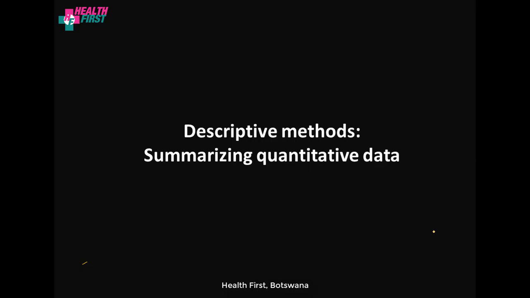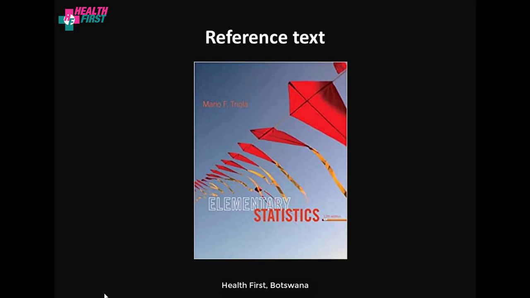Hi, in this video we are going to look at summarizing quantitative data. In the previous video we looked at methods by which we can summarize qualitative data, where we looked at bar charts or bar graphs, pie charts, and we also looked at constructing a frequency distribution for qualitative data. So the reference text that I will use, and the examples and some of the tables and graphs, are taken from Elementary Statistics by Mario Triola.